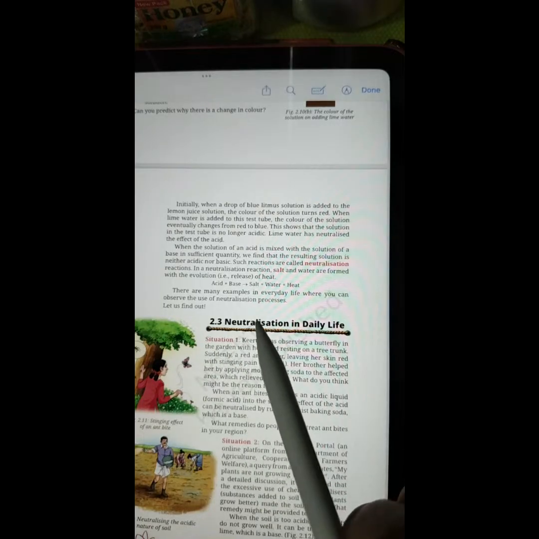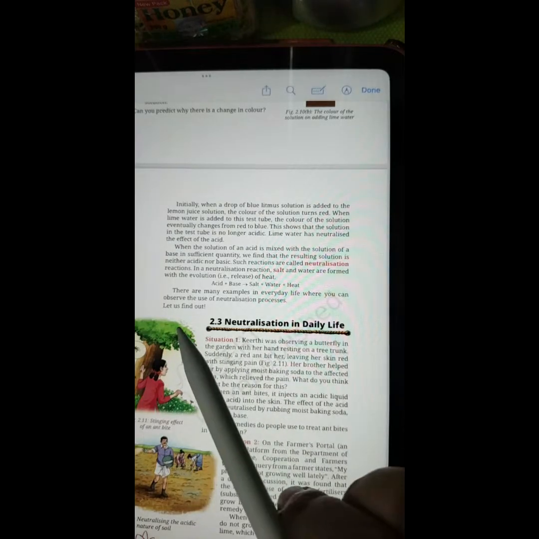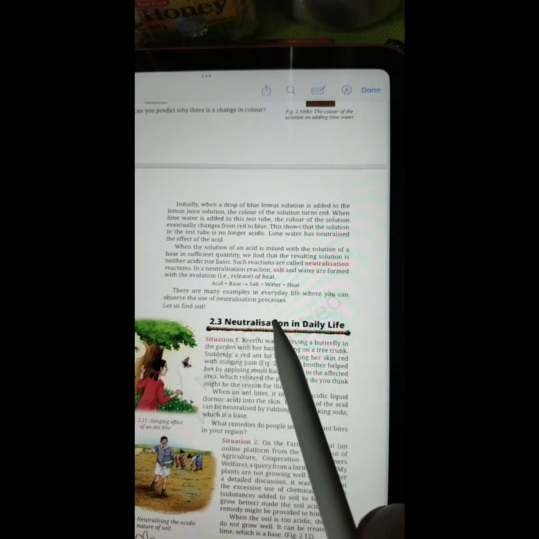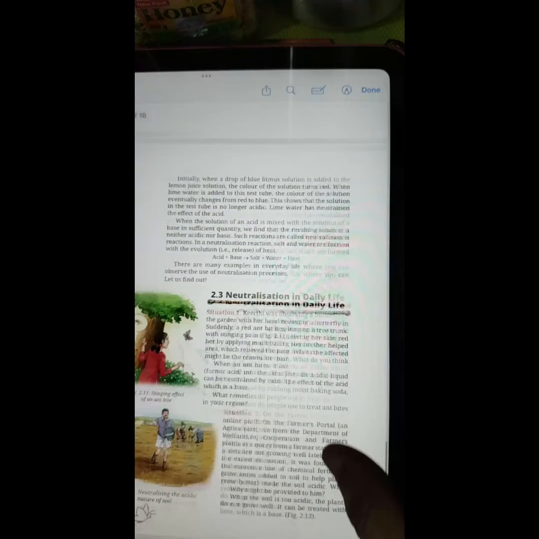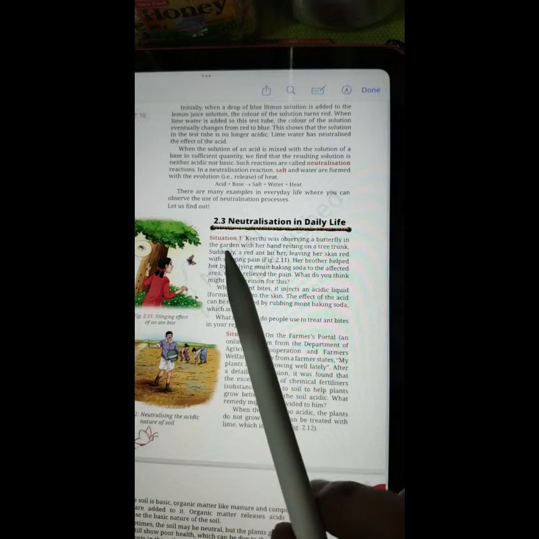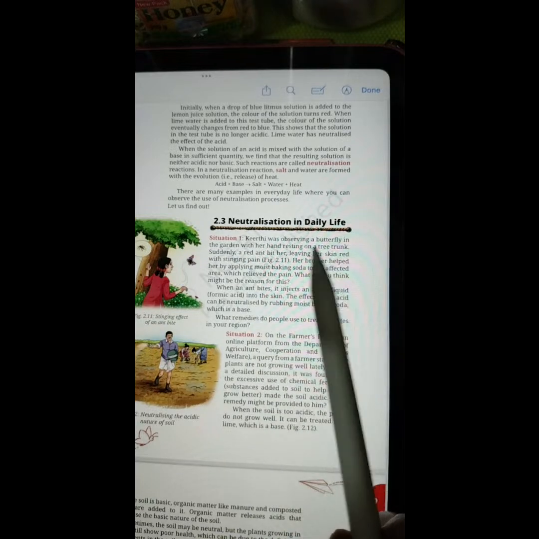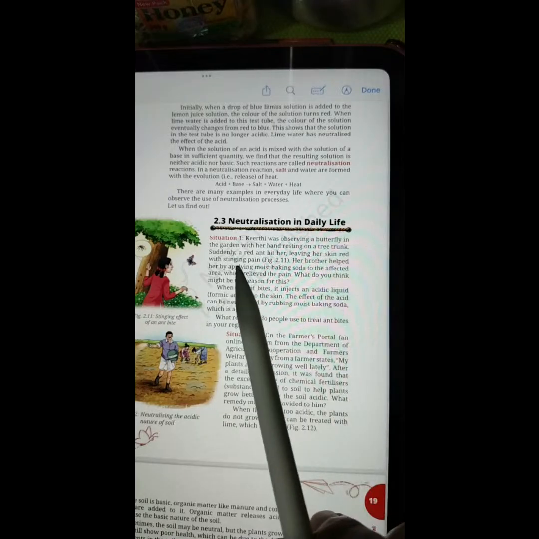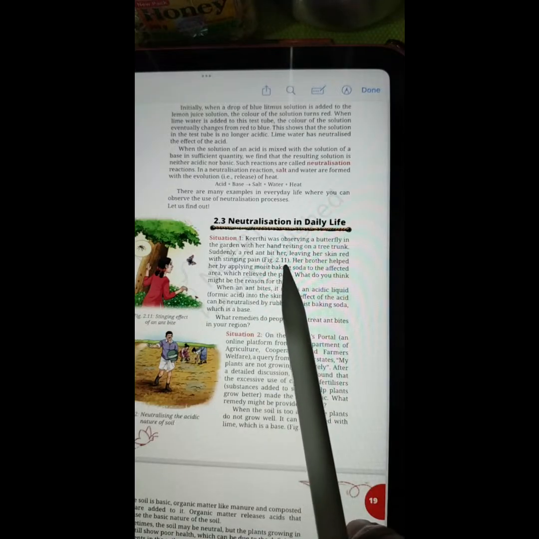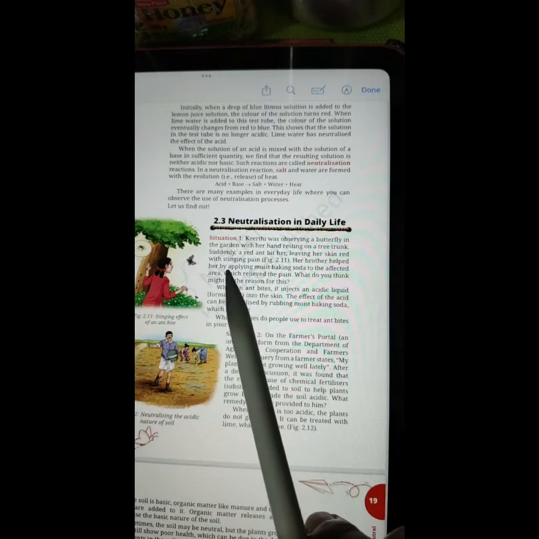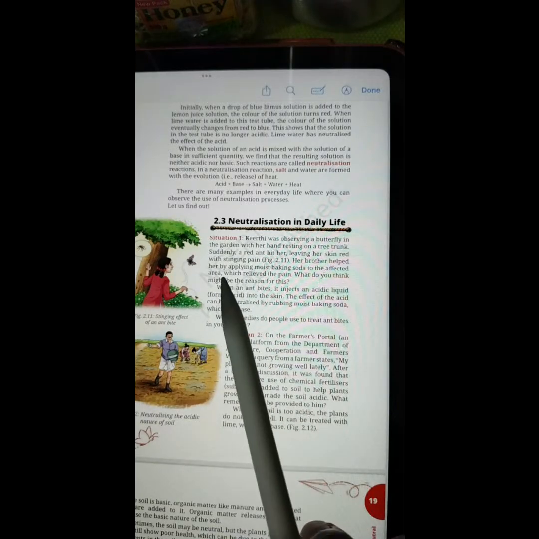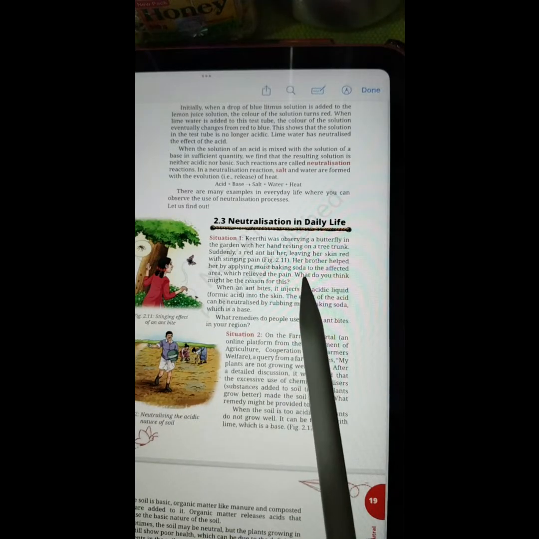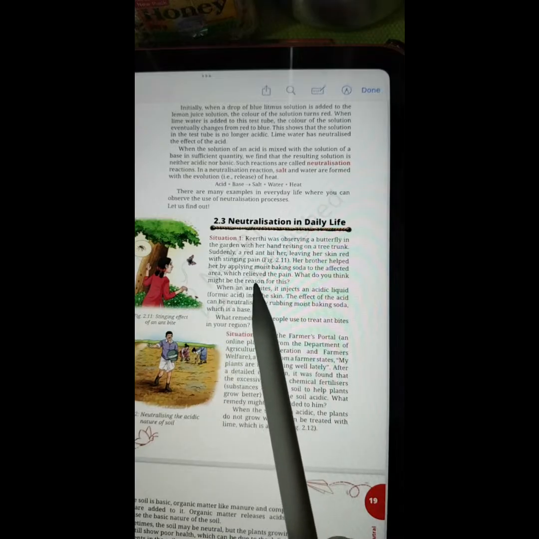There are many examples in everyday life where you can observe the use of neutralization processes. Let us find out. Situation 1. Kirti was observing a butterfly in the garden with her hand resting on a tree trunk. Suddenly, a red ant bit her, leaving her skin red with stinging pain. Her brother helped her by applying moist baking soda to the affected area, which relieved the pain.